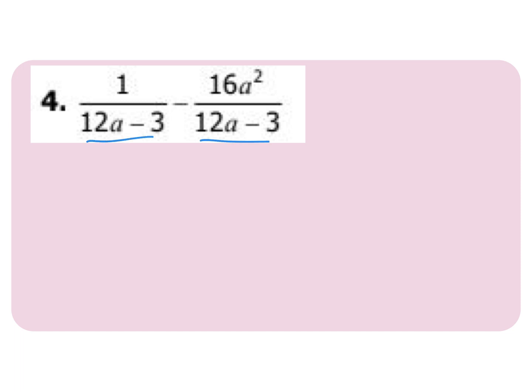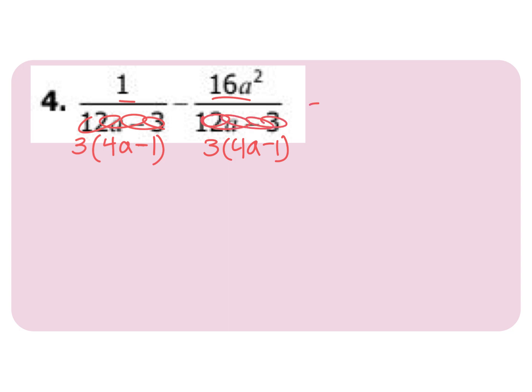One thing I do notice here that I want to take care of, just because it makes my life a whole lot easier, is that both of those denominators can be factored, which is what we're going to do first. We're going to factor everything that we can. Numerator number 1 is just a 1, that can't be factored. 16a squared, that can't be factored. But both of those denominators are the exact same. I know that I can take out a GCF, which is 3, and then I'm left with 4a minus 1. Both of those denominators become that because they're the same. So those are my two new fractions here.